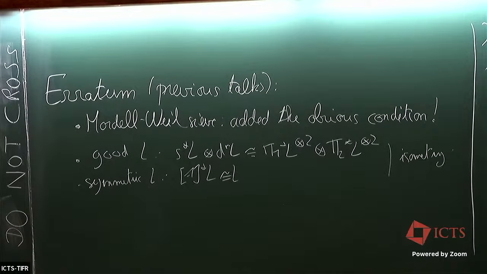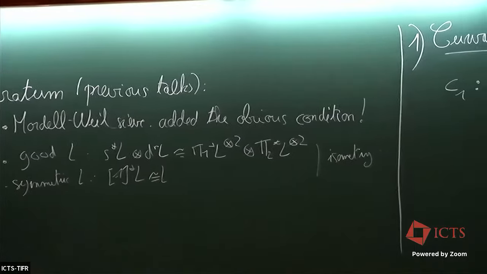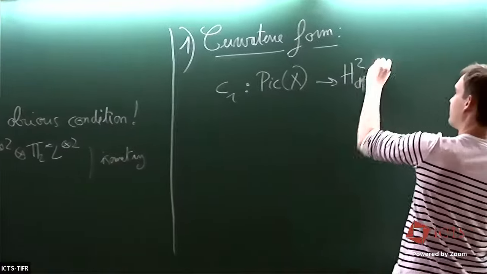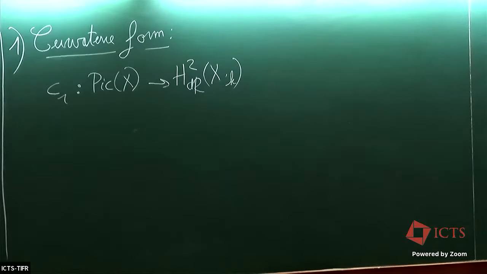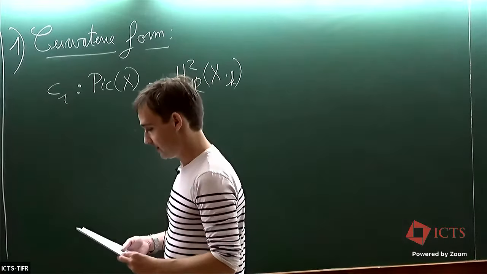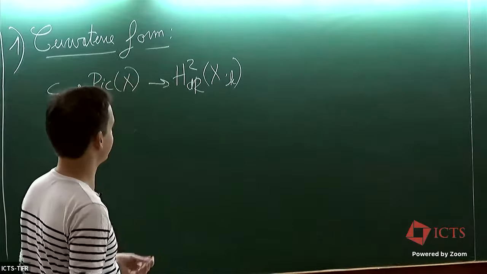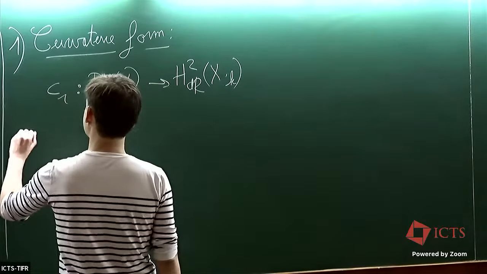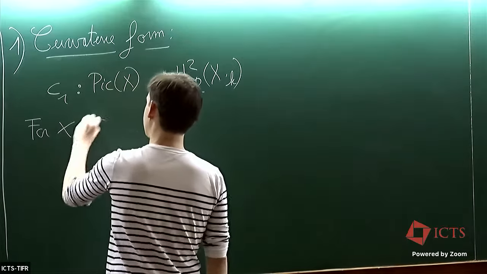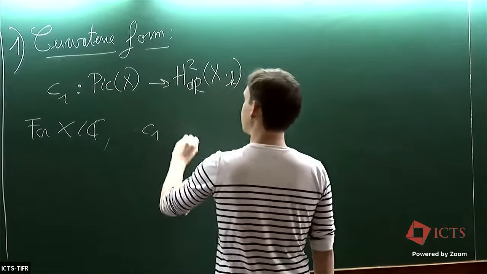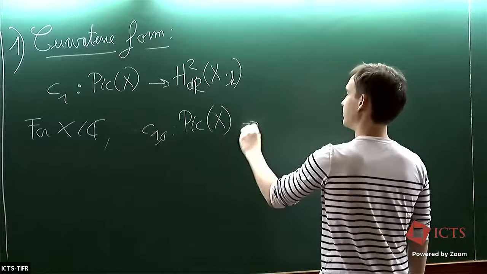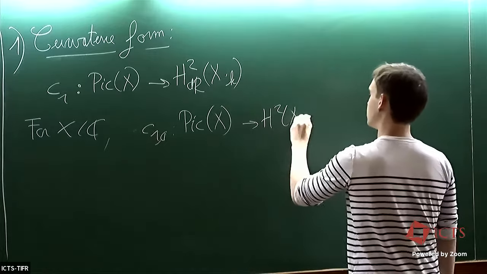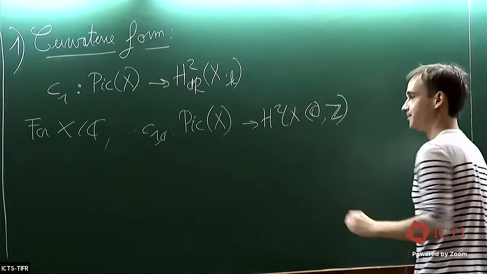So if you remember, I have this, which is quite abstract here. I have a map from the Picard group to the second de Rham cohomology group. And what I should say is, always implicit here is that for X over C, I also have a Chern map that goes into a slightly different space, which is this.